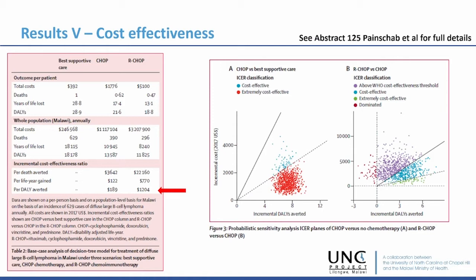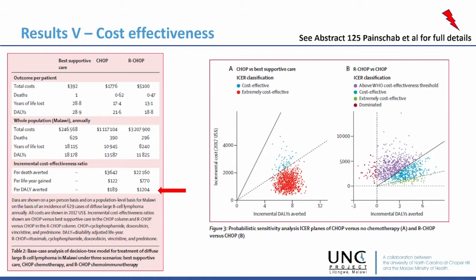Compared with best supportive care, CHOP was extremely cost effective with an incremental cost effectiveness ratio of $189 per DALY averted. Compared with CHOP, R-CHOP was possibly cost effective, as you can see from the table pointed there.